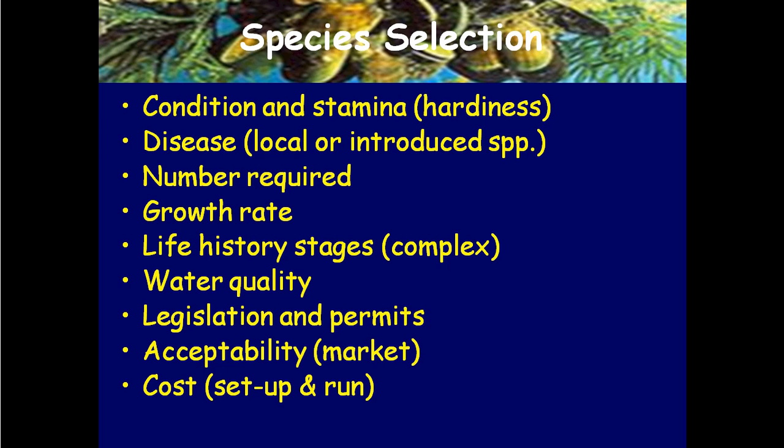Okay, the number required. So how many are you going to need in order to make it profitable? The growth rate. Lots of people have looked at culturing crayfish, and the problem is, as we learned in inverts, that if you're going to culture crayfish, you're going to take them right from spawners. The larval stage takes months and months, and they settle, and then they grow for about 5 to 6 years at a minimum to get to a legal size.